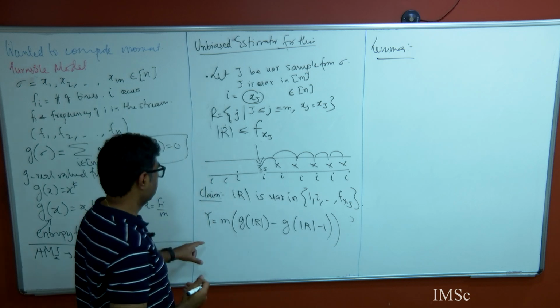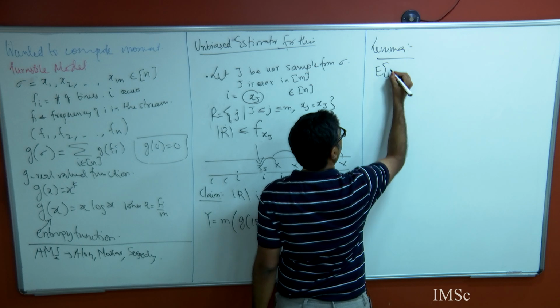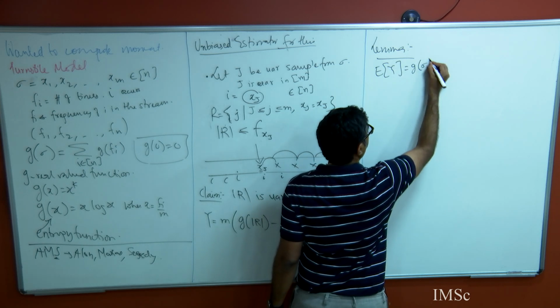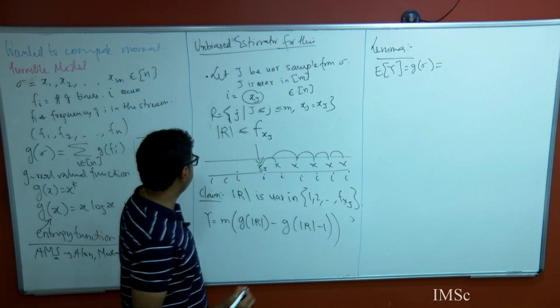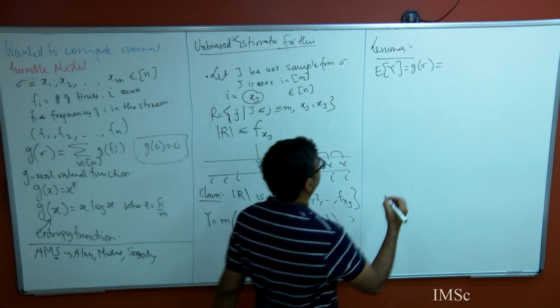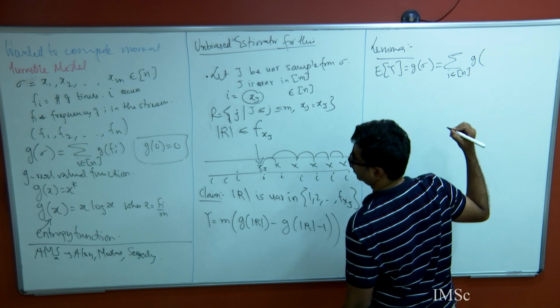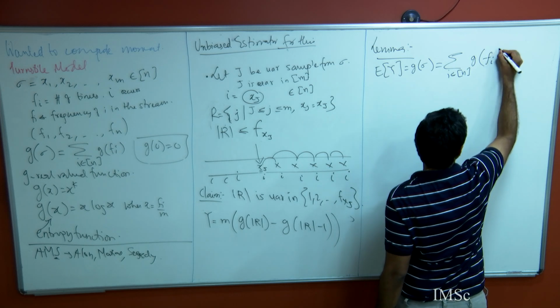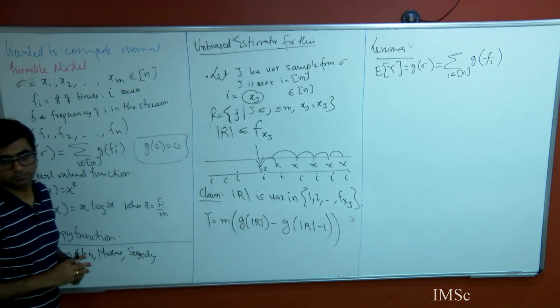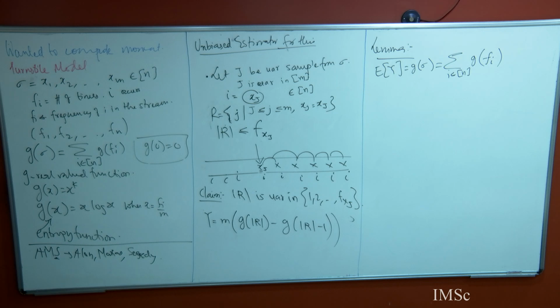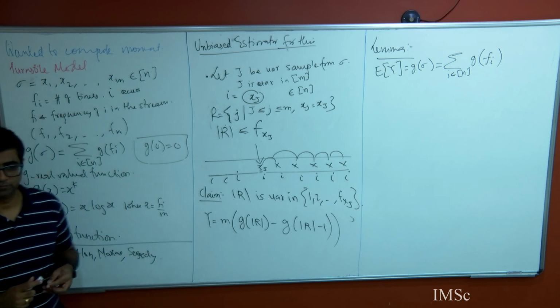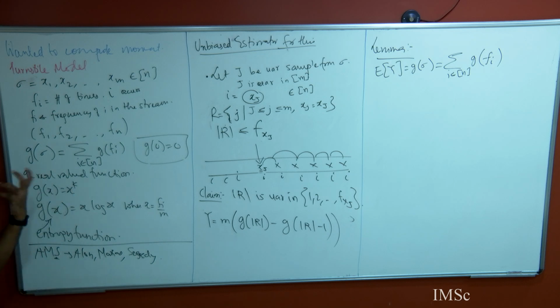So what you have to show is that the expectation of y is equal to the summation i in 1 to n of g of f of i. This is what I have to show. Then I am done, then I have a very good estimator, right. Then it is an unbiased estimator for the object which we are interested in, right. Expectation of y is exactly what I want, okay.